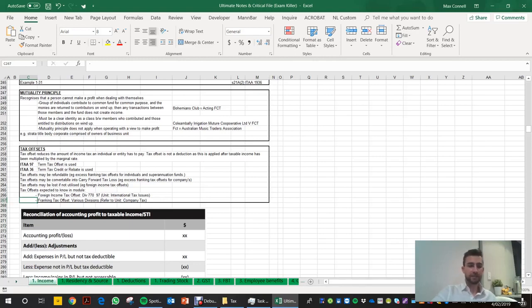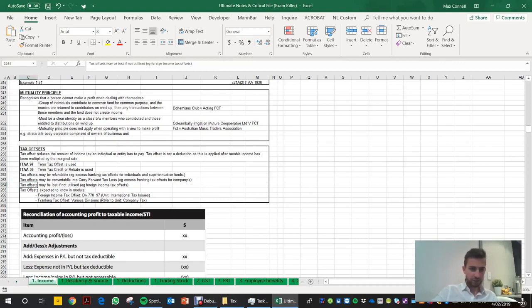For example, excess franking tax offsets. So not only do you get a refund of tax paid, but if you've got excess franking credits and you're not paying any tax, you can actually get that money back, even if you haven't earned enough income to pay tax on it. Tax offsets can also be convertible into carry forward tax losses. For example, if you are a company, and we'll talk about this in the company section, and you have too many franking tax credits that you're probably not going to distribute out, you can choose to convert that into a tax loss. Very specific rule, but don't worry too much, we'll talk about it later.